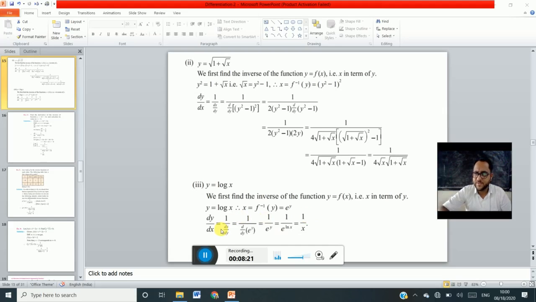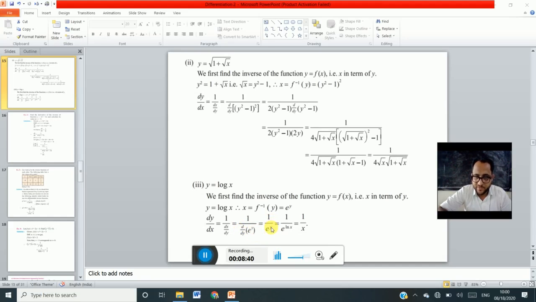Again, this is the theorem: dy by dx equals 1 upon dx by dy, that is 1 upon the derivative of e to the power y, right? We know that the derivative of e to the power x with respect to x is e to the power x. So here, the derivative of e to the power y with respect to y is e to the power y.